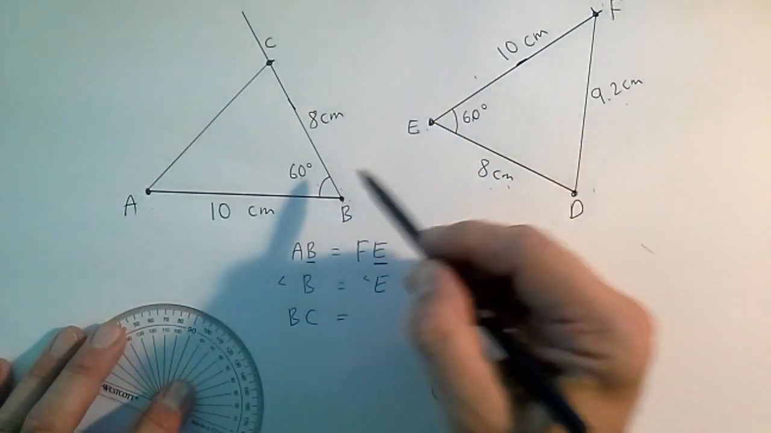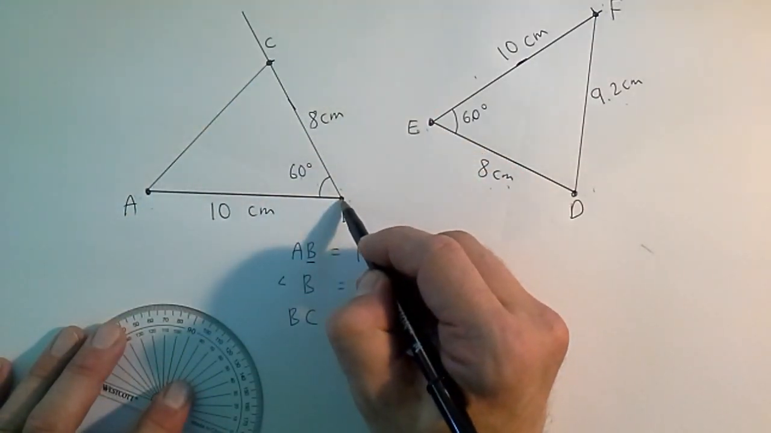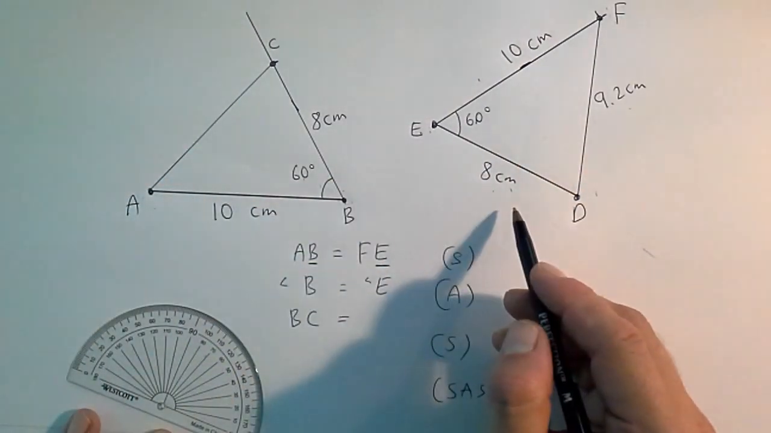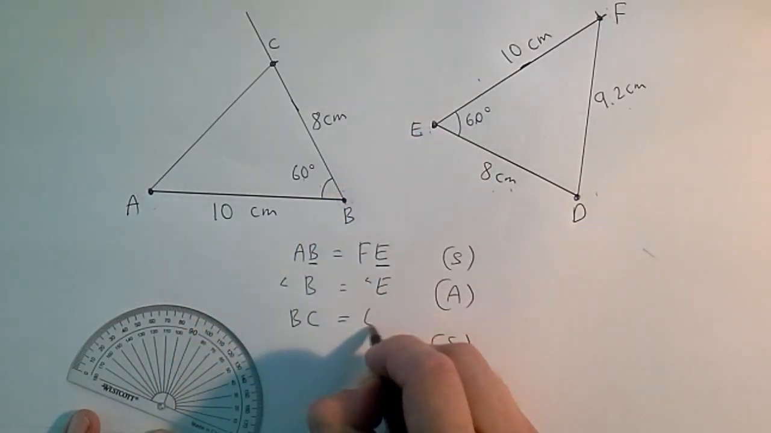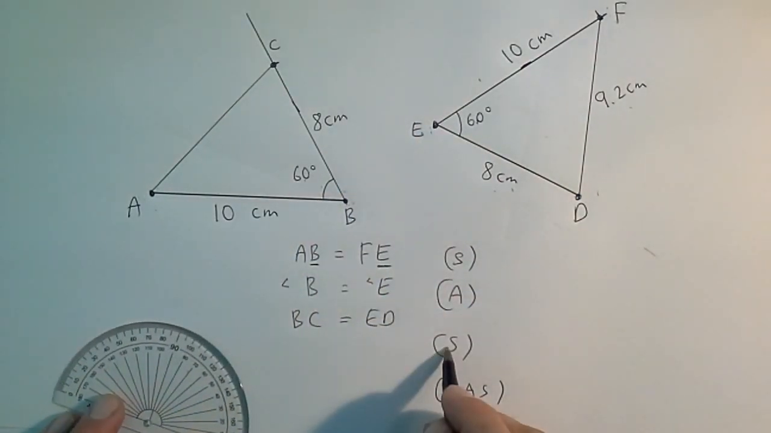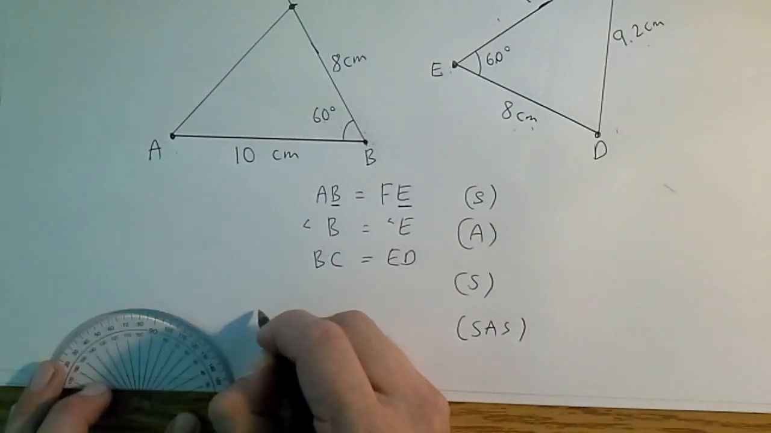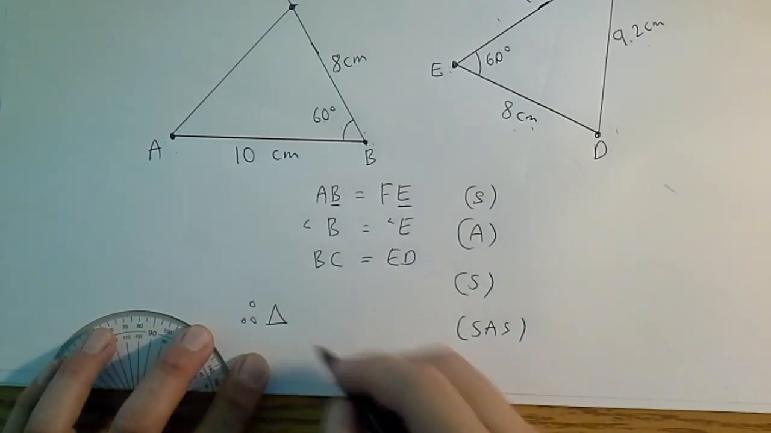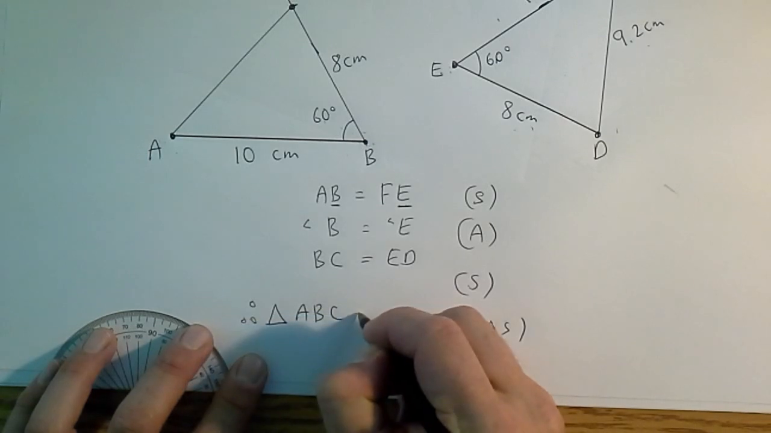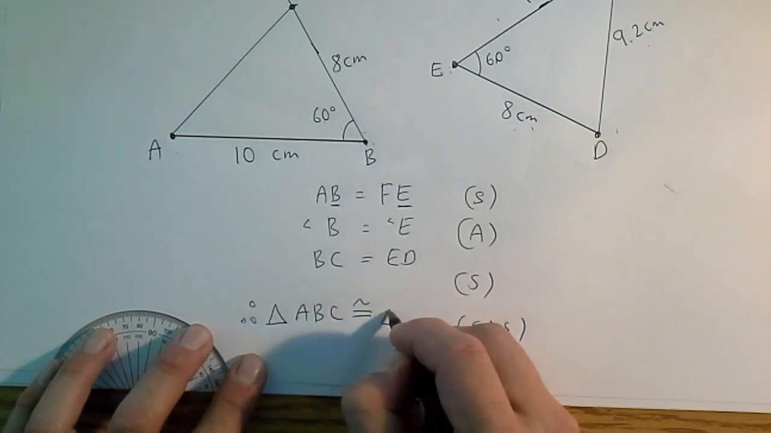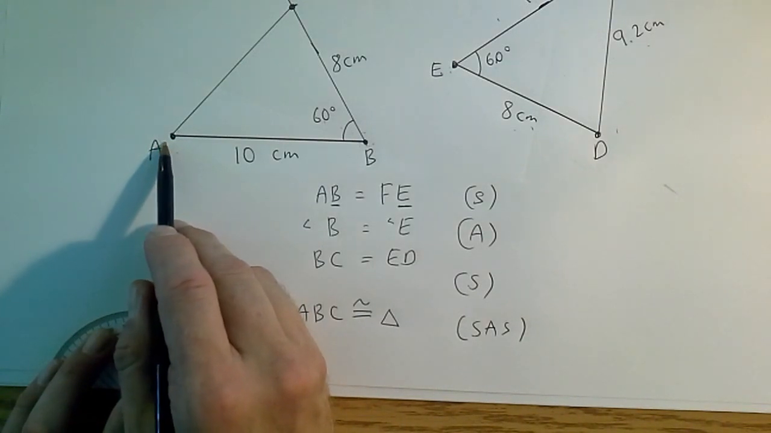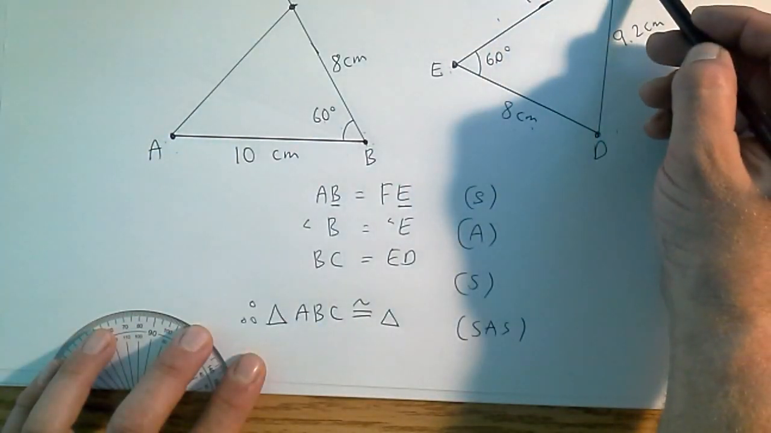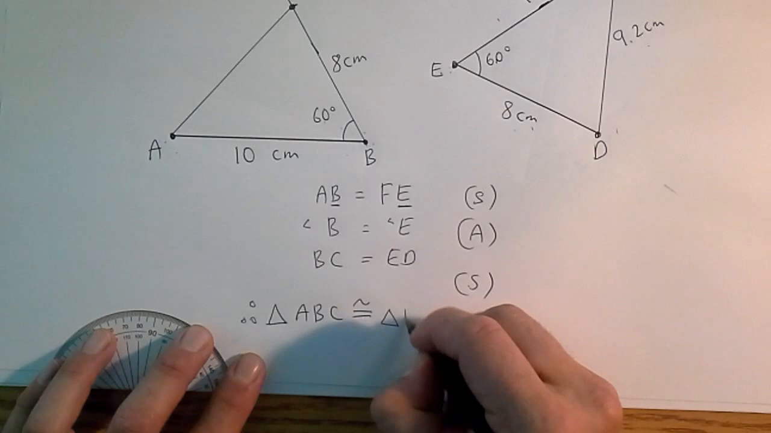And what is BC equal to on this? So BC, starting at the 60 degrees. What's that going to be equal to? BC equals E, that's right, starting at the 60 degrees. ED. And then we would write, so that's our side. So we would say, therefore, what would we say? Therefore, triangle ABC is congruent to triangle. This is the trick. Which one? Yep, that's right. FED.